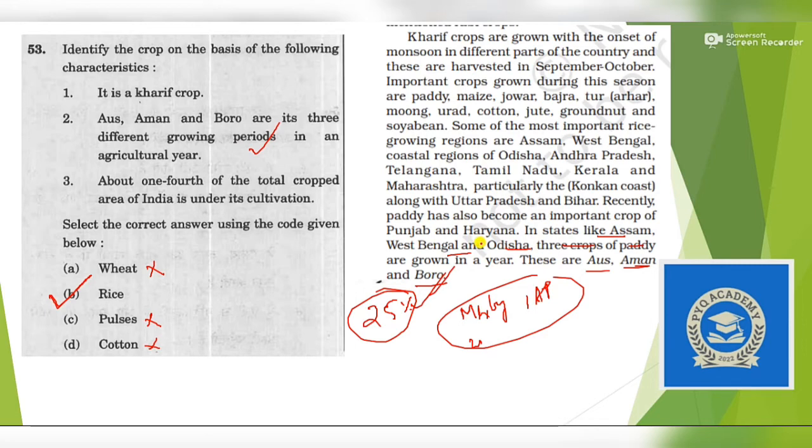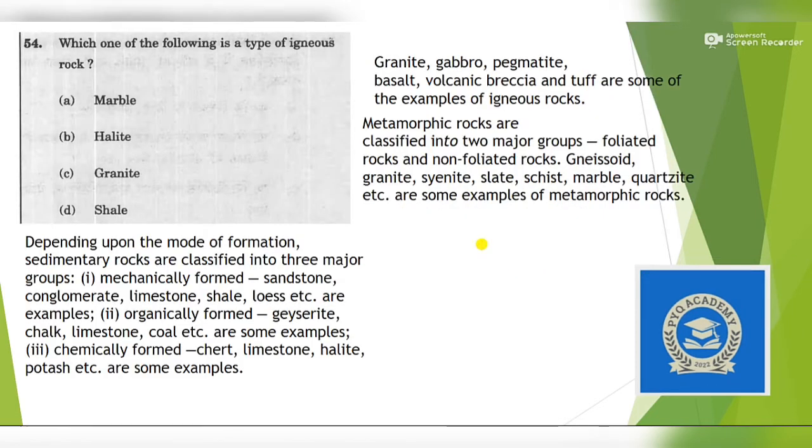Let's move to the next question. Which one of the following is a type of igneous rock? A very simple question and asked a number of times. This question is taken from the chapter Minerals and Rocks of 11th NCERT. So marble is a metamorphic rock. Halite is a sedimentary rock. Granite is an igneous rock.